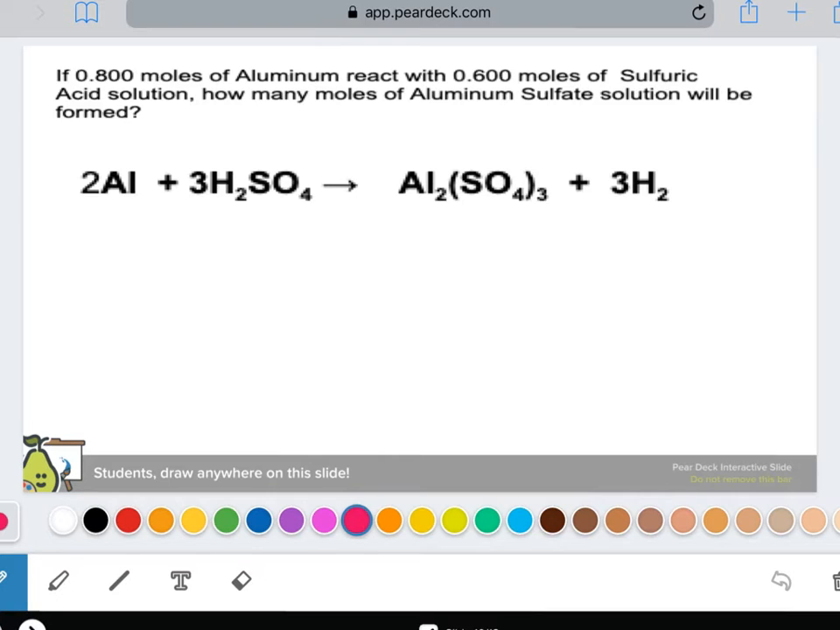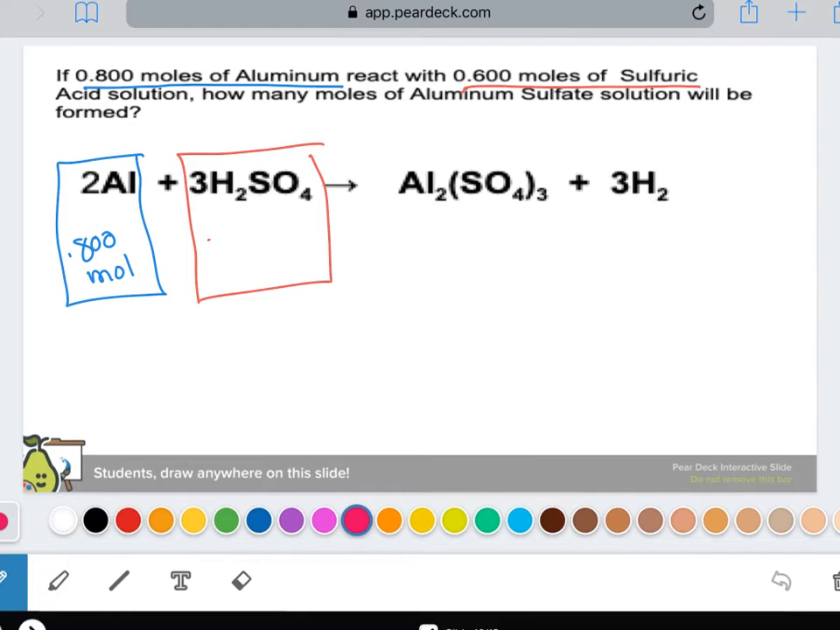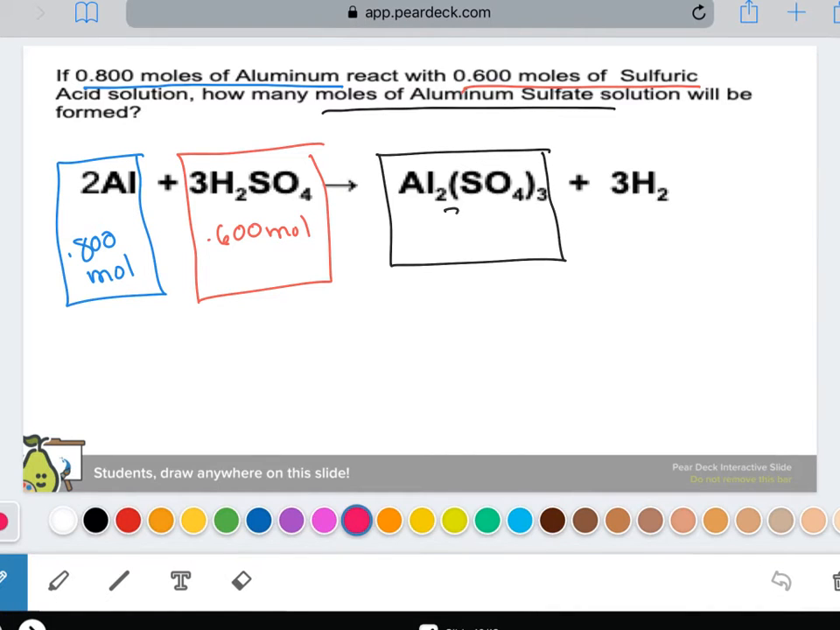So I'm going to diagram. It says 0.8 moles of aluminum, so I'm going to put a box around here and say 0.8 moles of aluminum here. And then I'm going to do this in a different color, and you'll see why in just a minute. It says 0.6 moles of sulfuric acid, so I'm going to put that amount here, 0.600 moles of that here. And then the question says, how many moles of aluminum sulfate will I form?